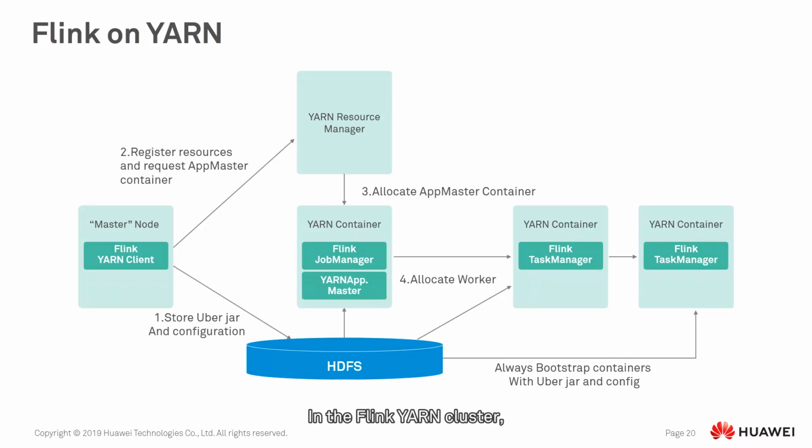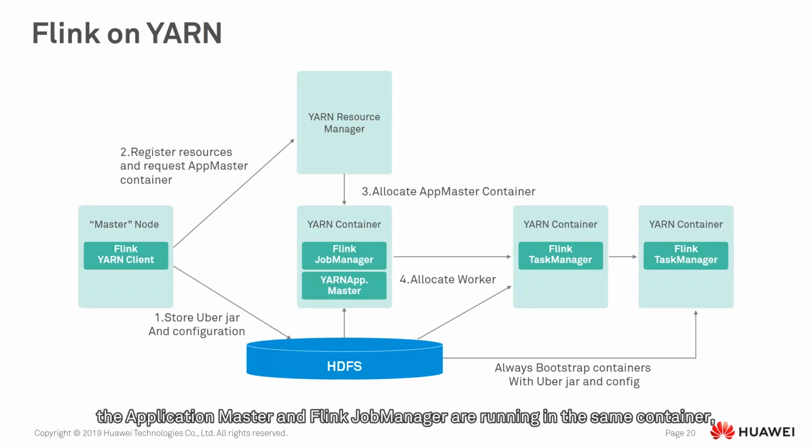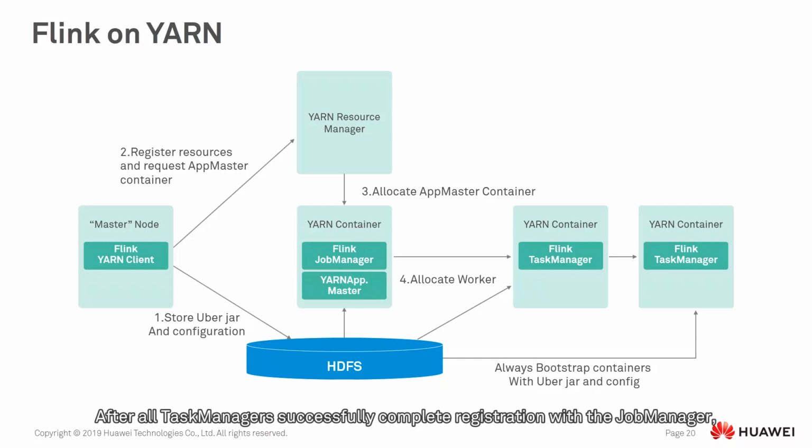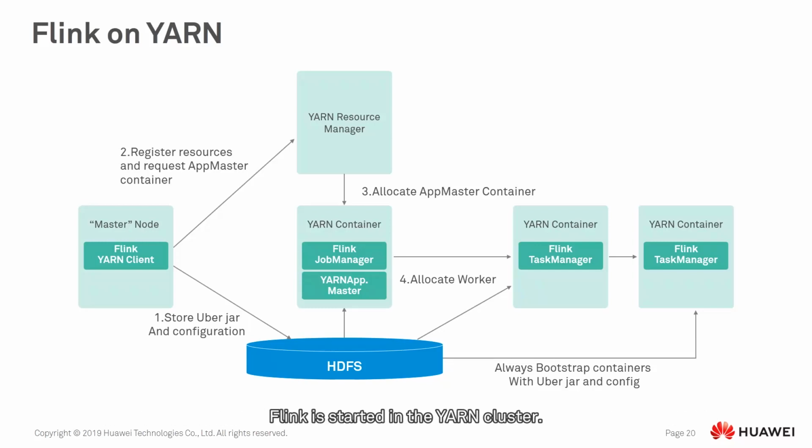In the Flink YARN cluster, the application master and Flink job manager are running in the same container. The application master informs each task manager of the job manager RPC address. After task managers are started successfully, they register with the job manager. After all task managers successfully complete registration with the job manager, Flink is started in the YARN cluster.